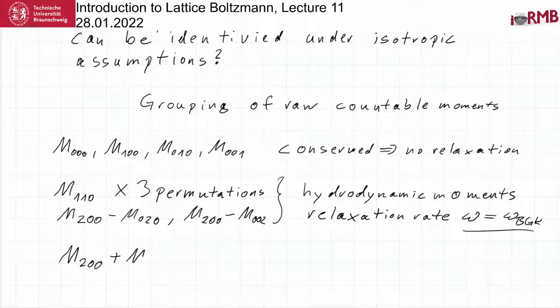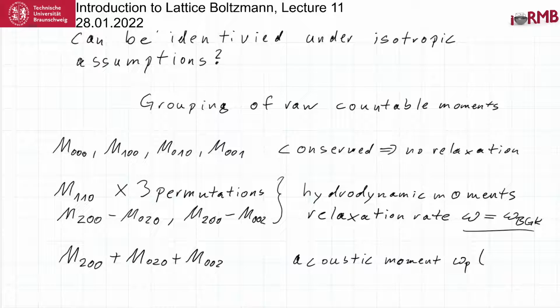We have this isotropic part. This is the sum of all second order moments. We also call this the trace of the second order moments, and this is the acoustic moment. So it's actually identified to be the pressure. So I call this omega P, and this is adjusting the bulk viscosity. So it's not the bulk viscosity itself, but it is related to the bulk viscosity.